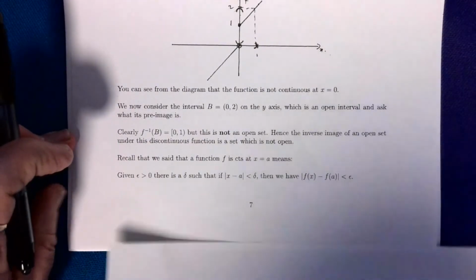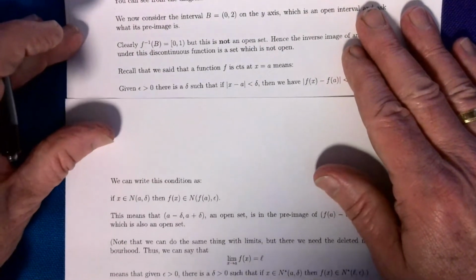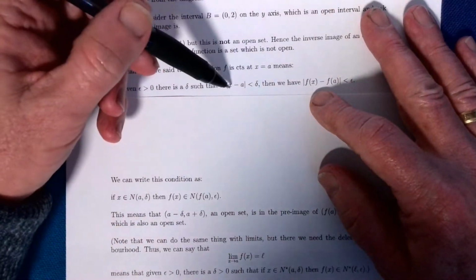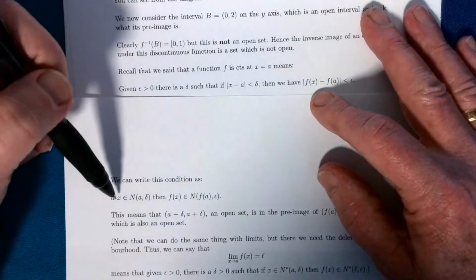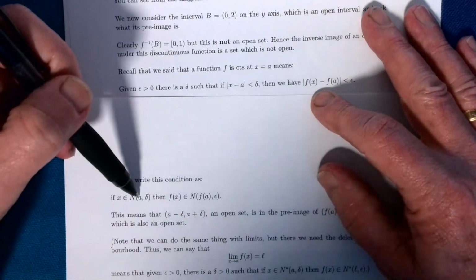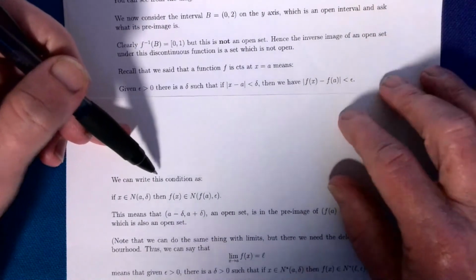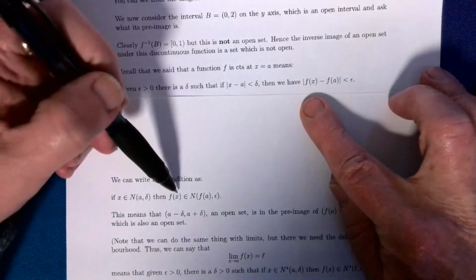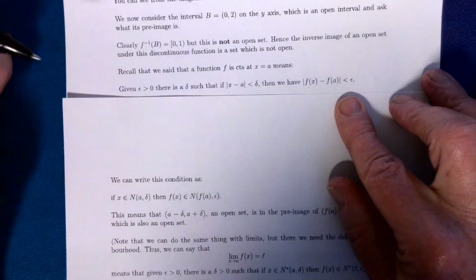Now we can rewrite that definition, we can rewrite this condition using our epsilon neighbourhoods. That is, I can say if |x - a| is less than delta, then that means my x lies in a delta neighbourhood of a, so it belongs to N(a, delta). And I can also write this condition, |f(x) - f(a)| less than epsilon, by saying that f(x) lies in the epsilon neighbourhood of f(a).